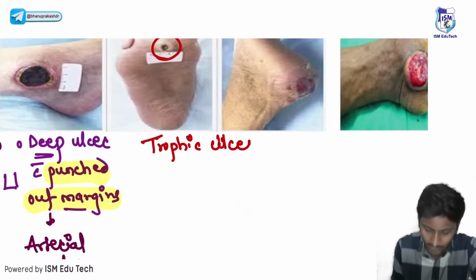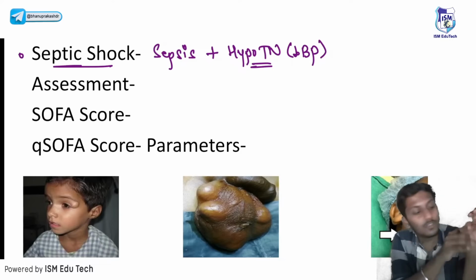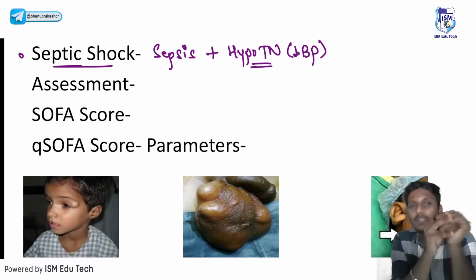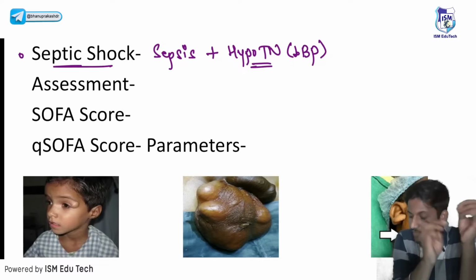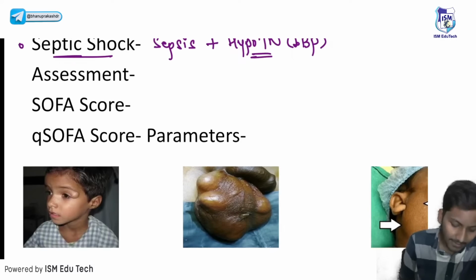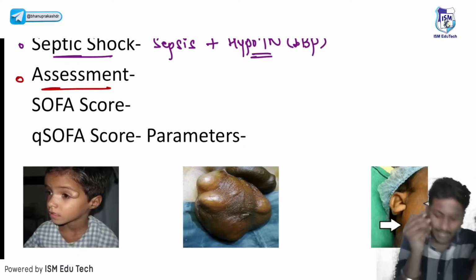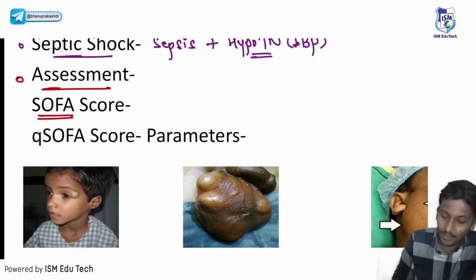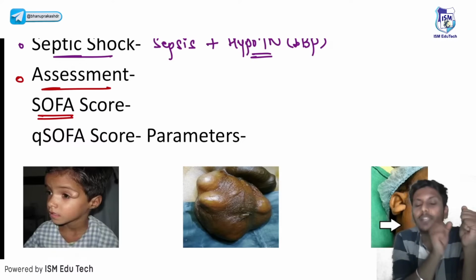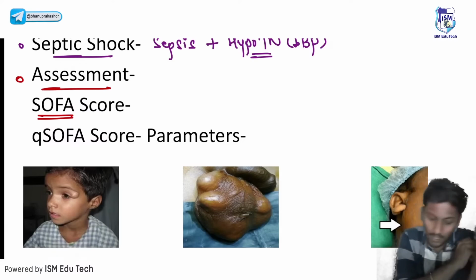Trophic ulcers often present without pain due to underlying neuropathy, making it imperative to recognize their presentation, especially in patients with diabetes and leprosy. Management of septic shock requires immediate interventions, including fluid resuscitation and the administration of antibiotics. Timely treatment can significantly enhance patient outcomes in sepsis cases.